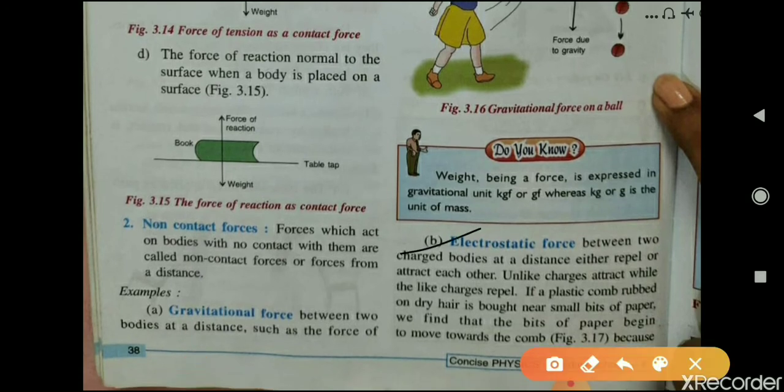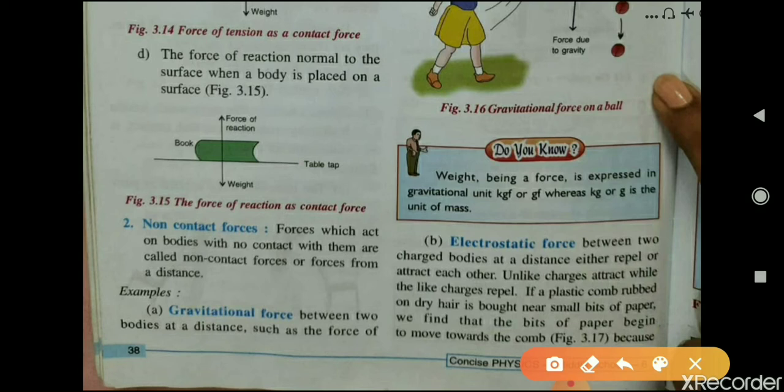Electrostatic force. Electrostatic force between two charged bodies at a distance either repel or attract each other. Means electrostatic force is a force between two charged bodies at a distance, and they either attract or repel each other. Okay. Unlike charges attract while the like charges repel. Means that when the charges are like, they will attract each other. If the bodies have opposite charges, they will repel.